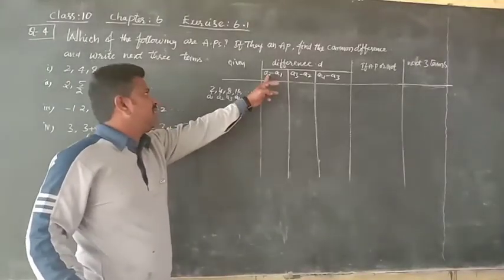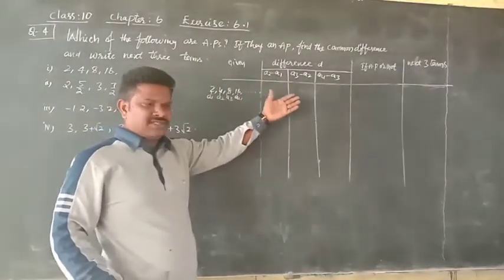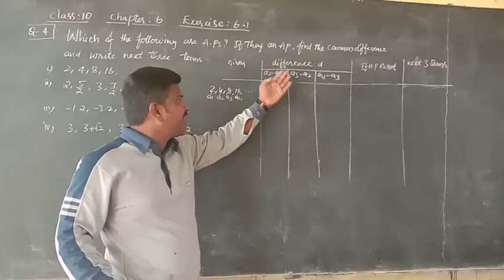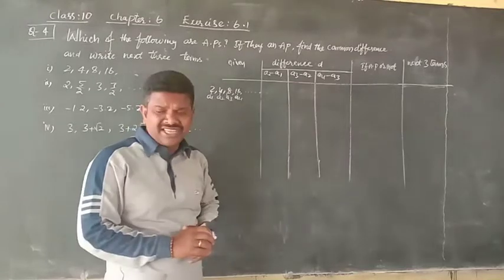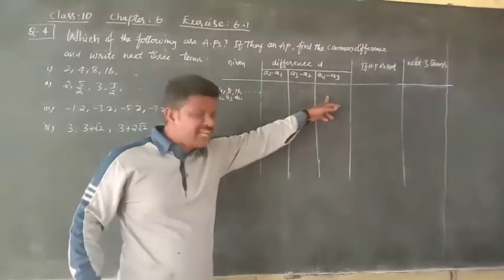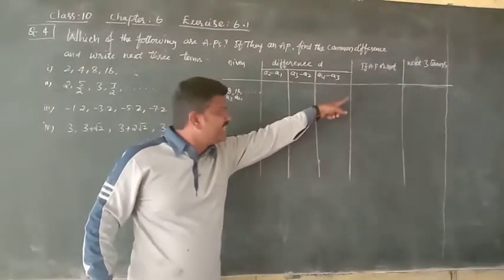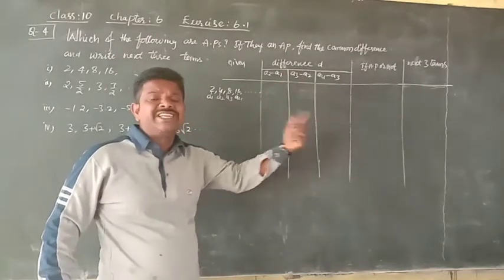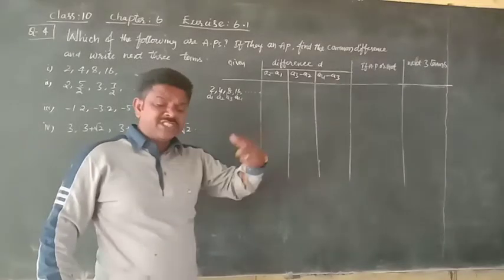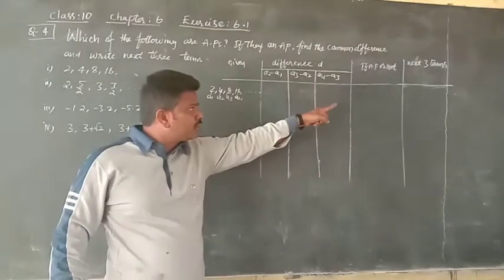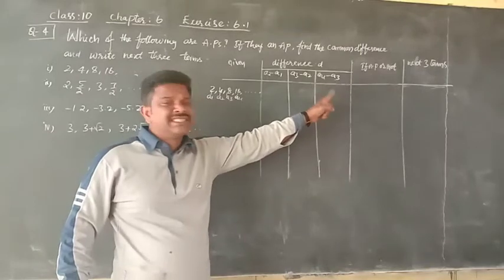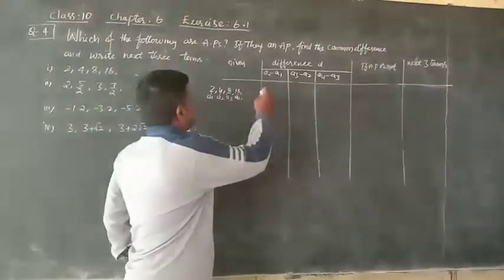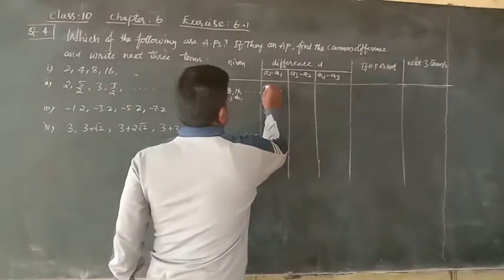Find the difference A2 minus A1. Why do we find this? Why are we finding A2 minus A1, A3 minus A2 and A4 minus A3? If the differences are equal, then we can say that it is an arithmetic progression. If the differences are not equal, it is not an arithmetic progression. If it is not an arithmetic progression, we need not write the next three terms.